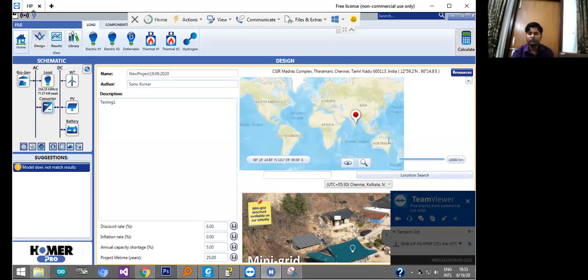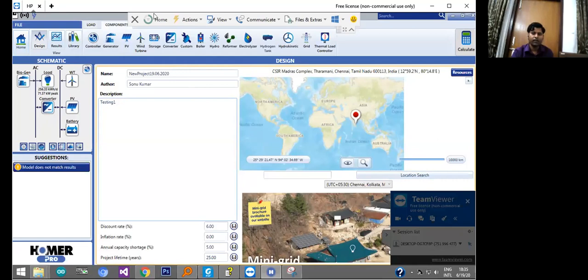Then how will the software calculate? You just have to put in the location. If you click on search location, based on your longitude and latitude it will automatically take the solar and wind data. So you don't have to do anything for that.